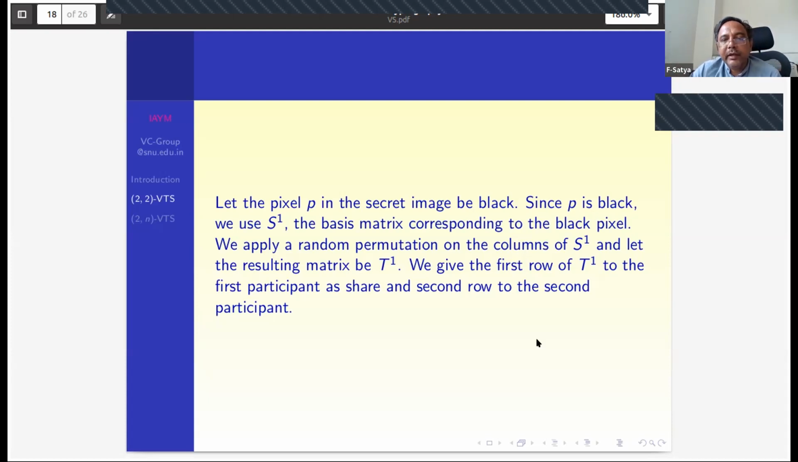The pixel P in the secret image block. Since P is black, we use S dash, the basis matrix corresponding to the black pixel. So here.